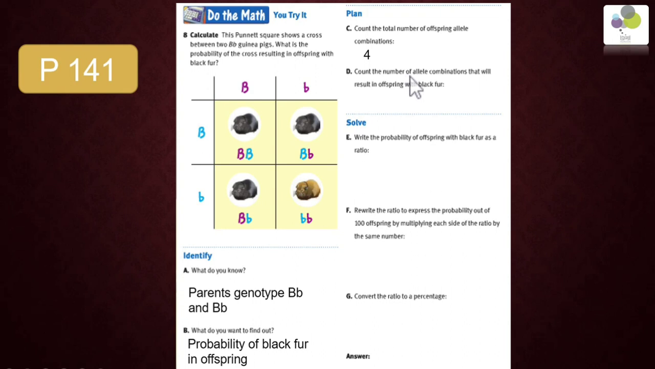Count the number of allele combinations that will result in offspring with black fur: 1, 2, 3. Write the probability of offspring with black fur as a ratio. So we have 1, 2, 3, and the total, which is 4. So we write 3 to 4. Rewrite the ratio to express the probability out of 100. So it will be 75 to 100, if each square is 25, 25, 25. Then we convert this ratio to a percentage. So 75 will be 75%. So our answer will be 75% chance of offspring with black fur.